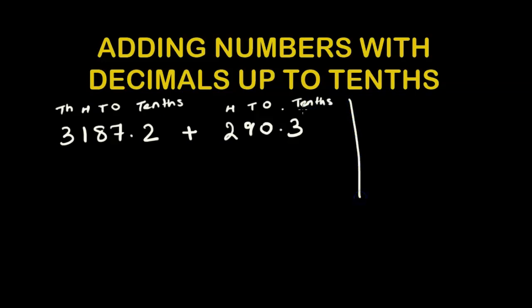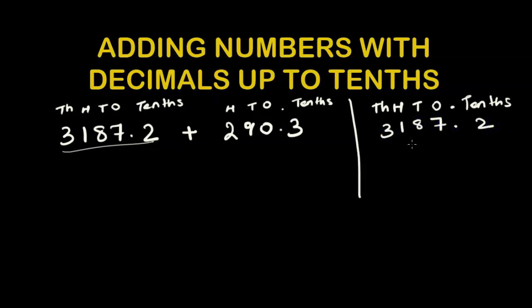Now, what we are going to do is put in the decimal place value chart here. So we would put a decimal. We know we have one decimal place, so we put decimal, tenths. We put ones, tens, hundreds, thousands, and then we place these numbers under these place values. So the first is 3187.2, other is 290.3.